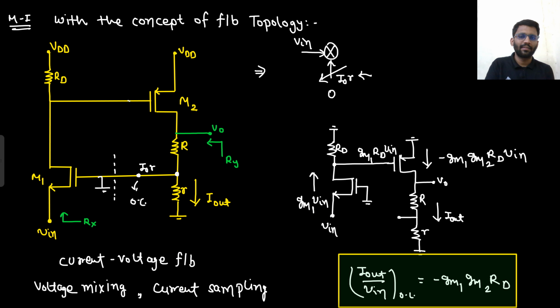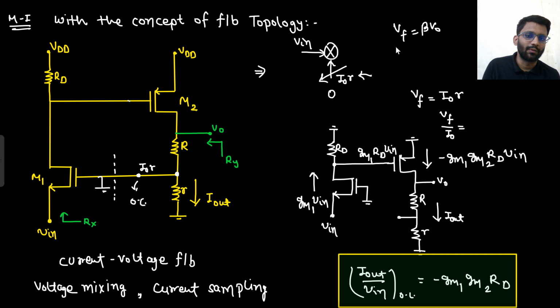What is the feedback factor? What is your feedback? Feedback is the voltage. Let's find the feedback factor here. So feedback is the voltage that was I naught R. Well and good. So VF by I naught. Like we remember this VF equals beta V naught. Similarly, VF by I naught is the feedback factor here. So the feedback factor is R. This is the feedback factor.